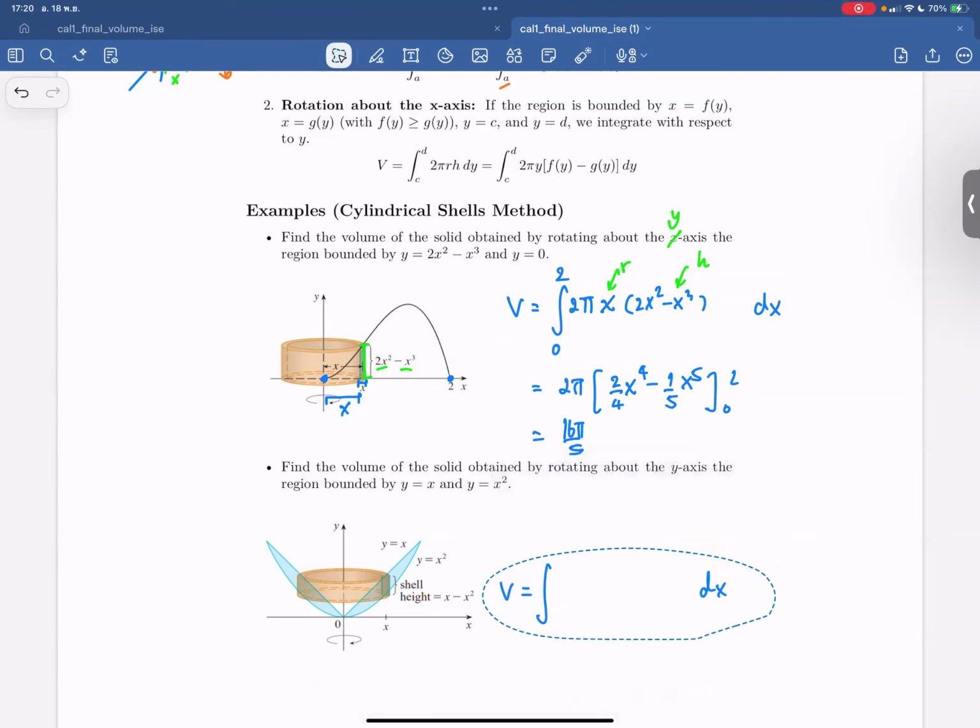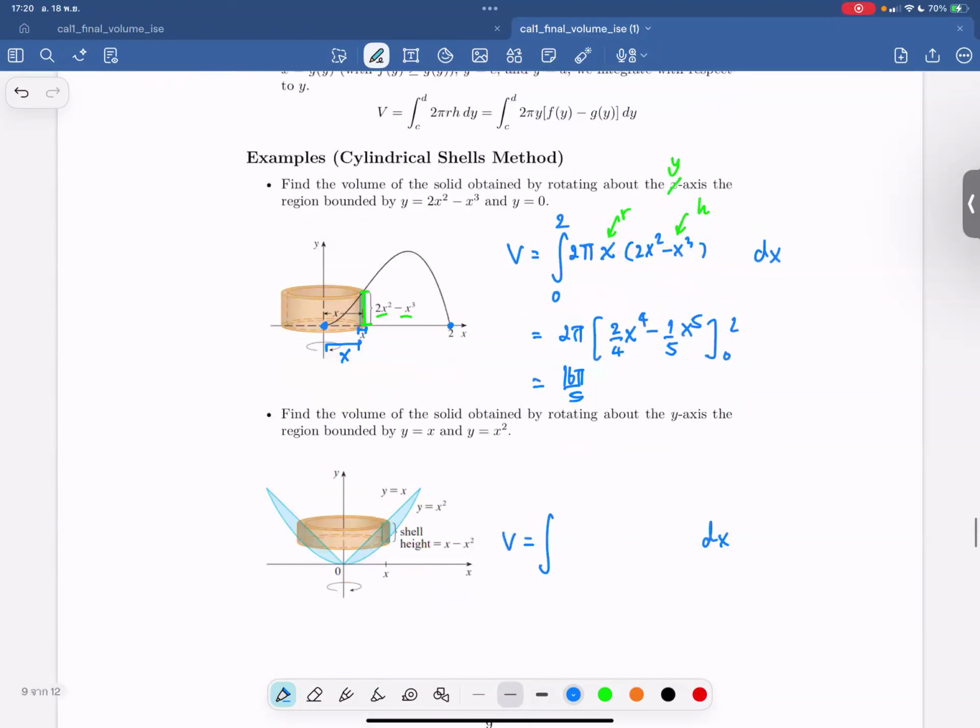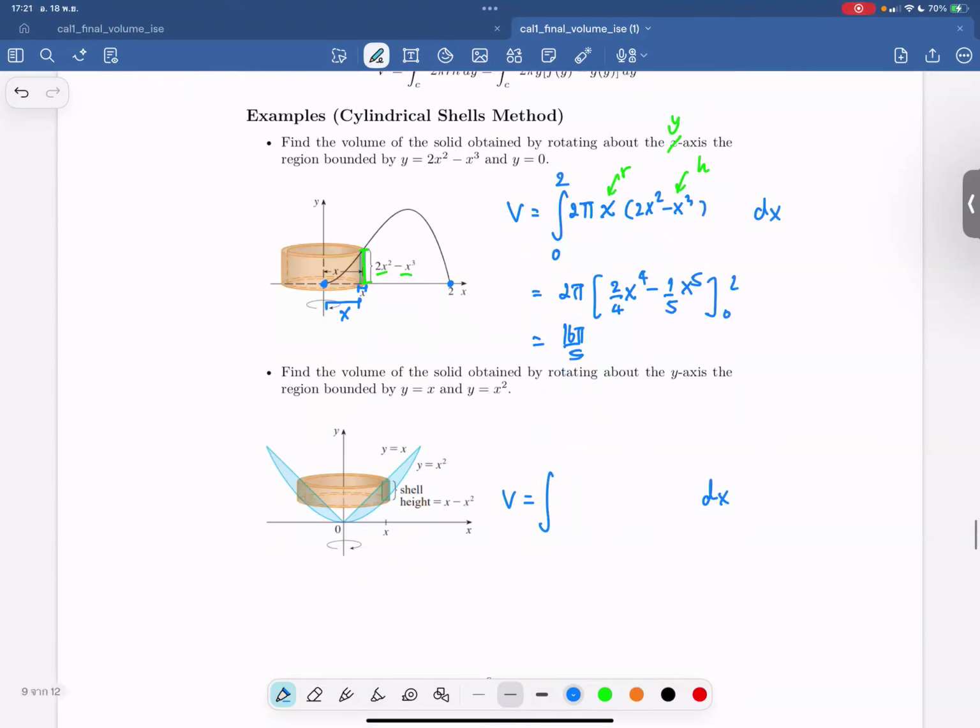So firstly, I have to find the intersection point: y equal to x in the first equation and y equal to x squared in the second equation. And then we get x squared equal to x, which means x times (x minus 1) equal to 0, and then x equal to 0 and 1. So the boundary of the integral should be 0 to 1.